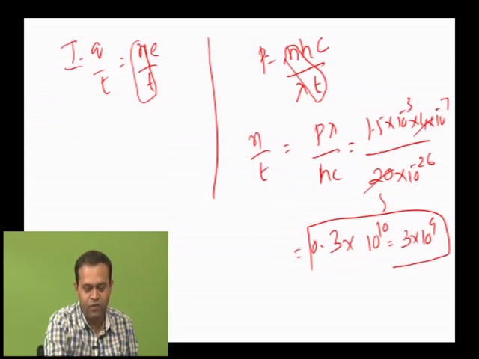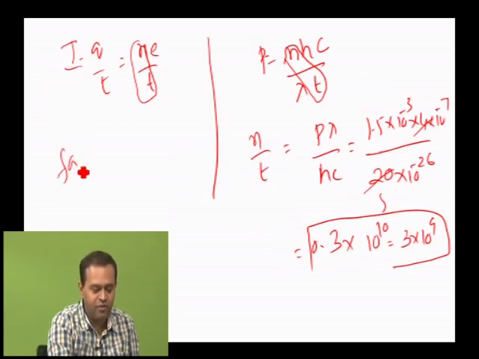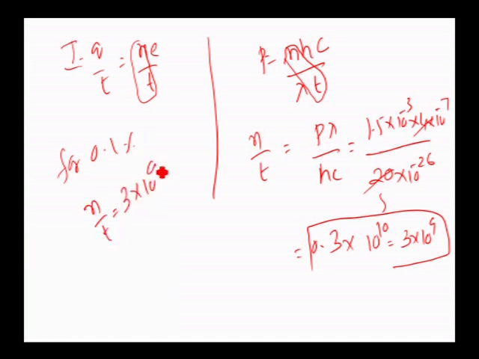So consider 0.1% of this. Therefore for 0.1% it is equal to 3 into 10 to the power of 9 into 0.1 divided by 100, that is 10 power 2, correct. 3 into 0.1 is 0.3. 0.3 into 10 power 7 is equal to 3 into 10 to the power of 6. So this is the number of photons incident on the surface.